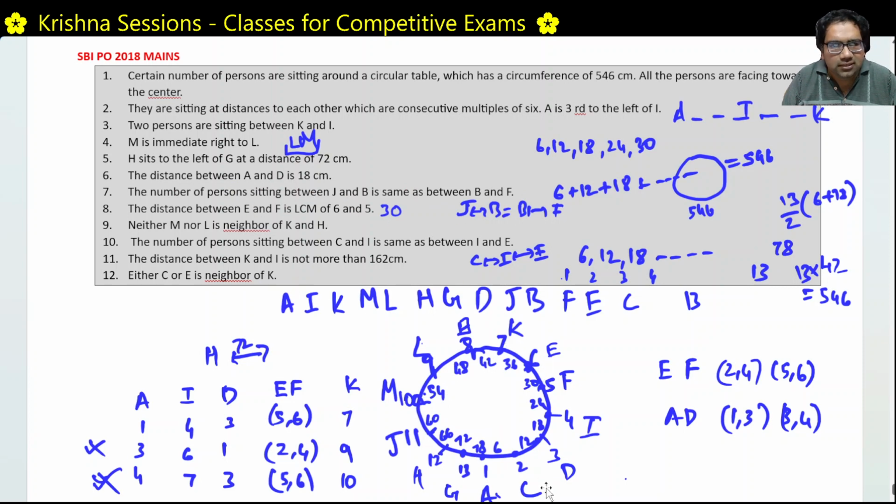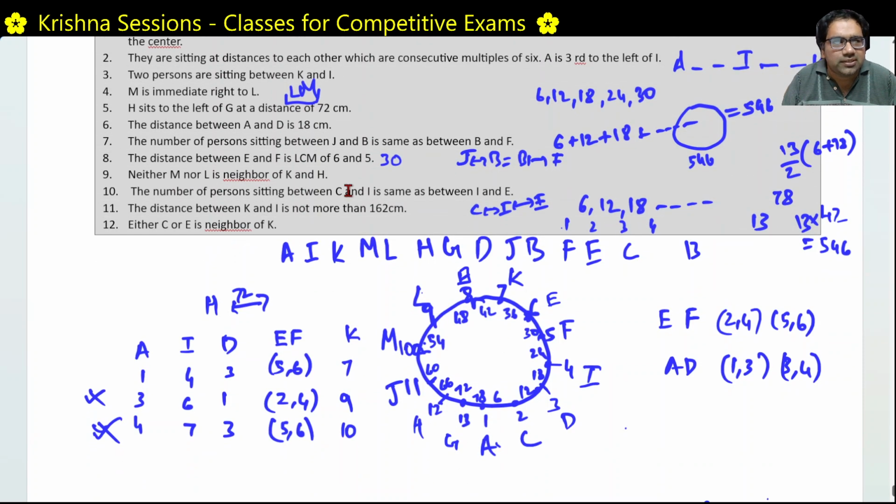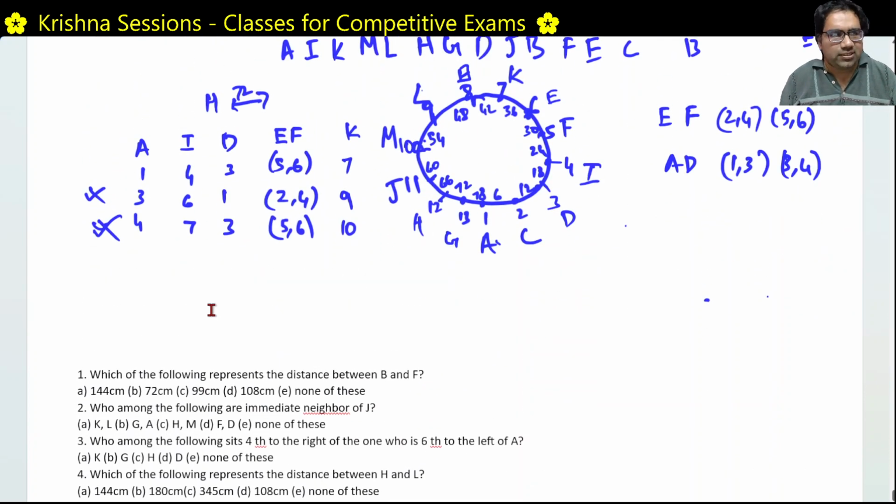E and F is 30. Yes, E and F is 30. M nor L is neighbor of K and H. ML, they are not next to K or next to H. Number of persons sitting between C and I is the same as between I and D. C and I is 1. I and D is also 1. Distance between K and I is not more than 162. K and I, we didn't use this, but this is less than 162 only. 24 plus 30 plus 30, 36, right? So that is less than 162. Either C or E is neighbor of K. Right. E is neighbor of K. Right. So we are satisfied with the structure now.